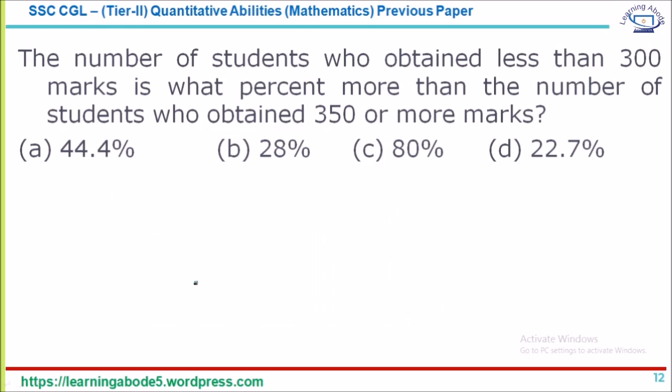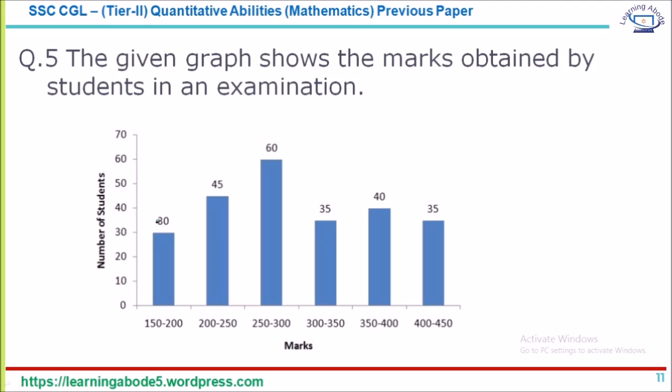The question asked here is the number of students who obtained less than 300 marks is what percent more than the number of students who obtained 350 or more. Okay, so we want less than 300 and 350 or more. See, less than 300 is this 30, 45 and 60.